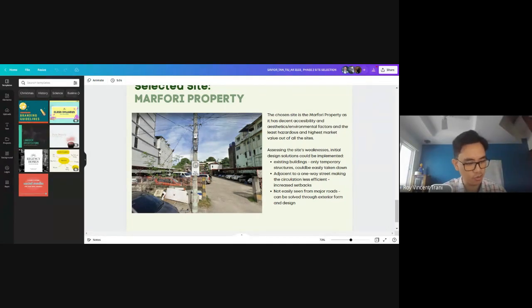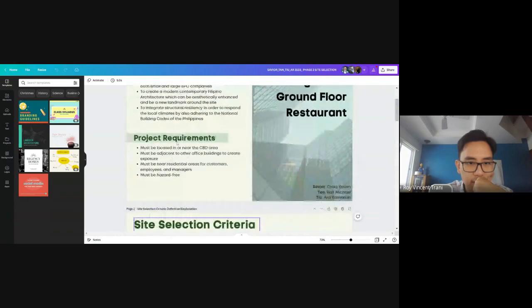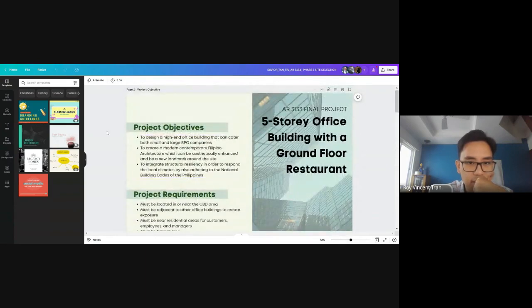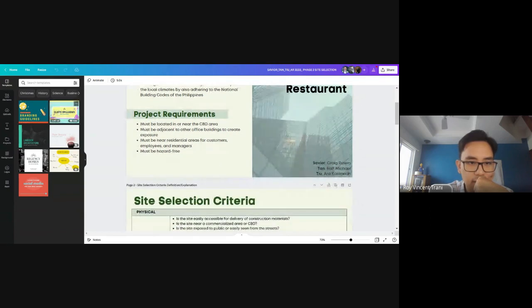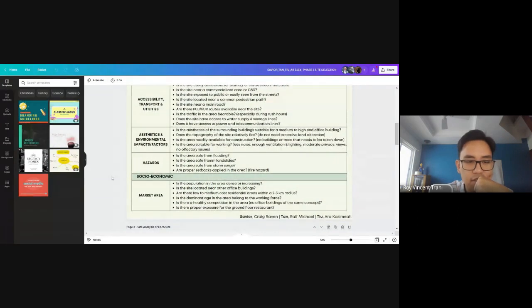That's why it took a lot of your time. Go back to the beginning. Yeah, so this is good. Page 1 is good. Next page. Again, site selection criteria. You have the questions here, but for the final, let's assign the points.